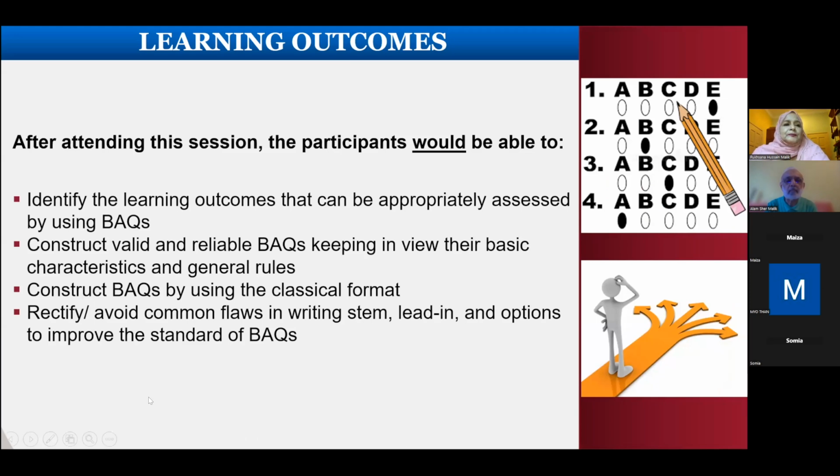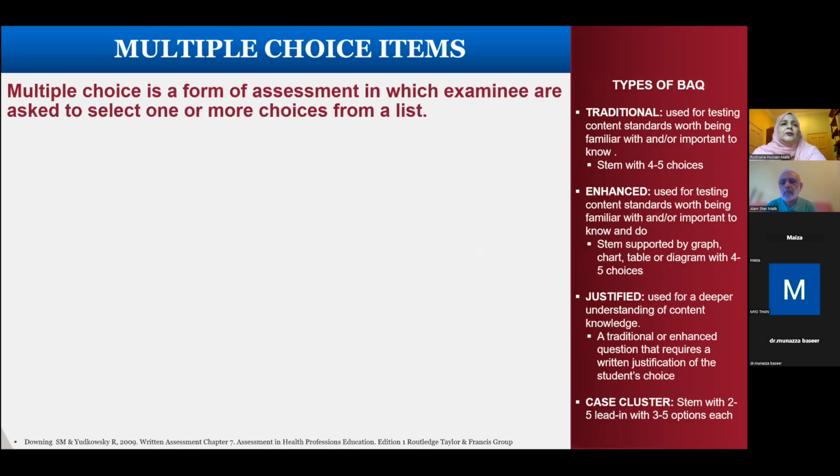After this session, the participants would be able to identify the learning outcomes that can be appropriately assessed by using BAQs, construct valid and reliable BAQs, keeping in view their basic characteristics and general rules, construct BAQs by using the classical format, though you can use your own university format as well, and rectify or modify common flaws in written stems, lead-ins, and options to improve the standard of the BAQs.